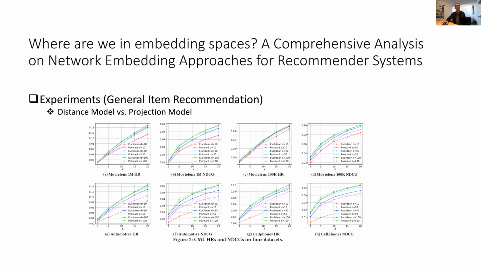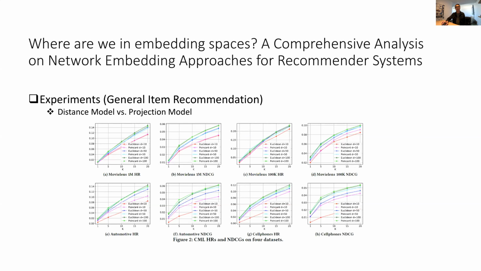At last, let's see how hyperbolic space performs in the distance model and the projection model. Here we show the results of two representative baseline methods, collaborative metric learning and MFBPR. Let's first look at the result of CML. From these pictures, we can observe that Euclidean space can never outperform hyperbolic space, and hyperbolic space always has a larger or equal hit ratio and NDCG compared to Euclidean space.